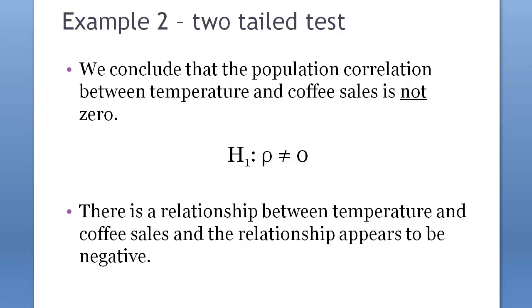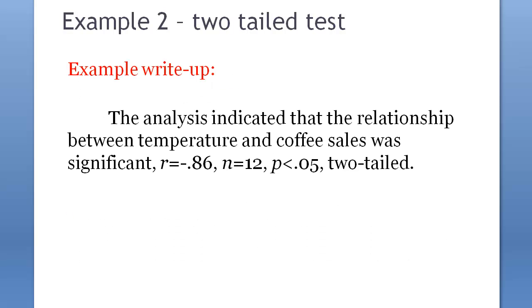It's not talking about the size of the relationship. I mean, we're not sure how practically important it is. Well, first of all, there's a conclusion. So the analysis indicated that the relationship between the temperature and coffee sales was significant. R equals minus 0.86 and N equals 12, and p is less than 0.05, two-tailed.